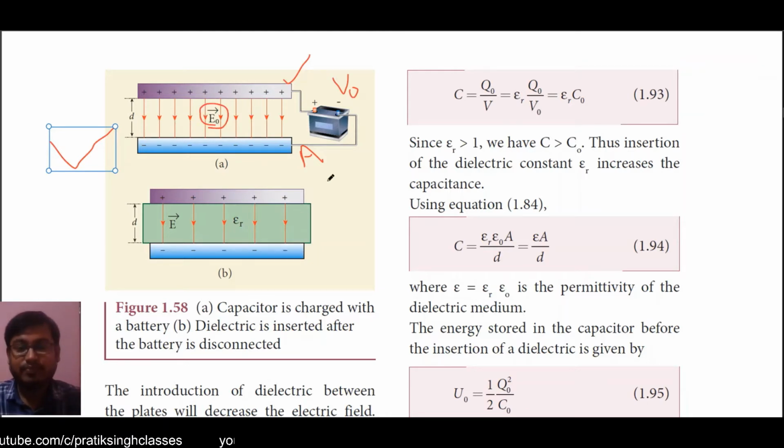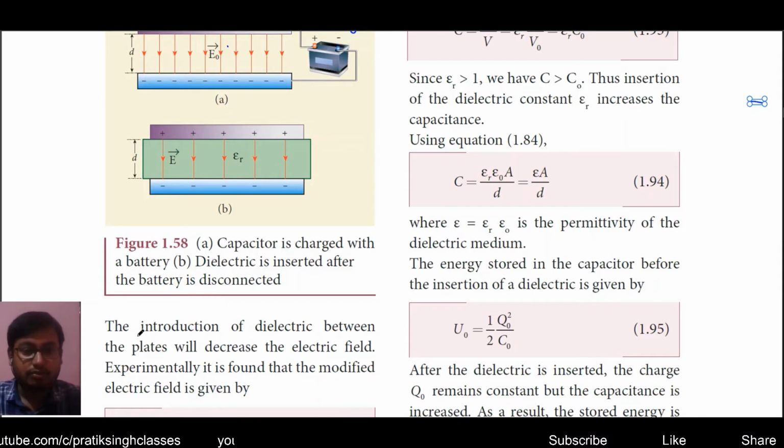After some time the battery is disconnected and then an insulating material is inserted in between the plates. As you can see here in the first figure, the capacitor is charged with the battery, and then in the second figure the dielectric is inserted after the battery is disconnected. So this is the first insertion.